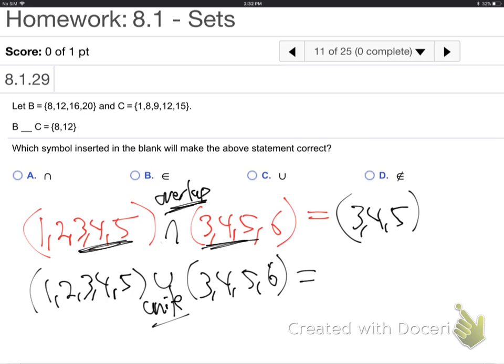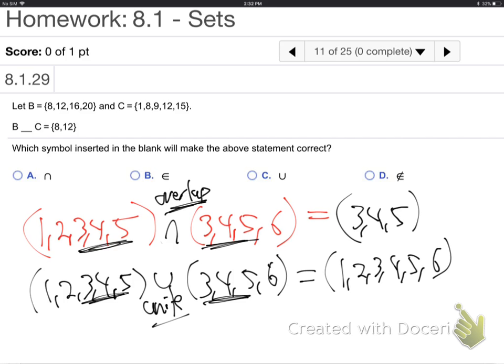So if you say, well, yeah, but some of the people are in both classes. Well, they're not going to show up twice, right? So it would just be 1, 2, 3, 4, 5, 6, wouldn't it? Does that make sense? See the difference between union, uniting, the U turned up, and the U turned down, overlap. So those are the new symbols.